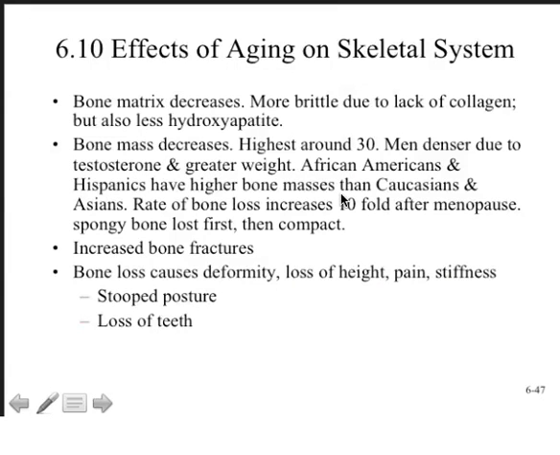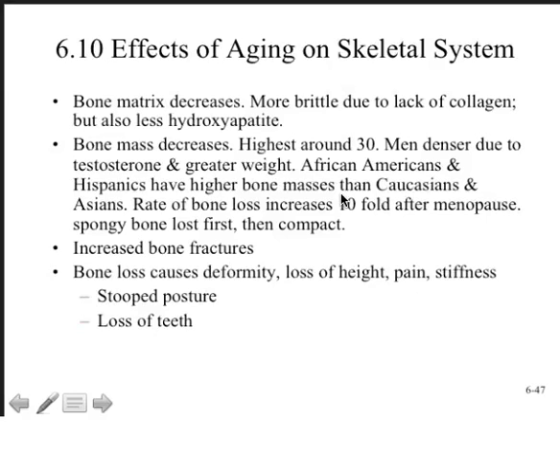Okay, now, as with any other body system, the skeletal system tends to degrade with age. And the reason for this is the death of osteocytes, osteoblasts, and osteoclasts. What results is a decrease in the amount of bone matrix. It becomes more brittle due to the lack of collagen, but there's also less hydroxyapatite. The bone mass decreases. It's at its peak around 30 years of age. Men's bones are denser due to the effects of testosterone and usually a higher body weight. African Americans and Hispanics have higher bone masses than Caucasians and Asians. This is probably genetic in origin.